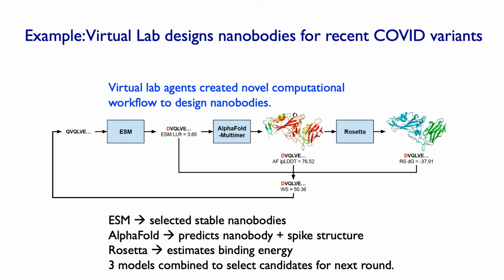So these different tools have complementary strengths and weaknesses, which is why the agents use these different tools and extract different information from each tool, then combine that into a holistic score to help decide how to prioritize different designs. And they iterate through this multiple rounds to come up with the most promising nanobody candidates.